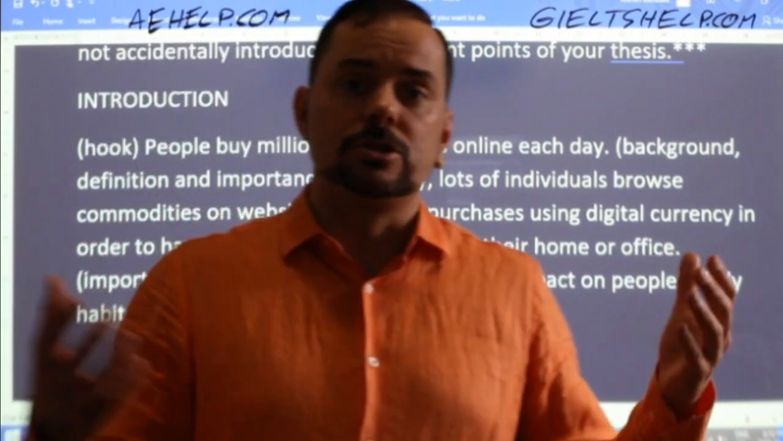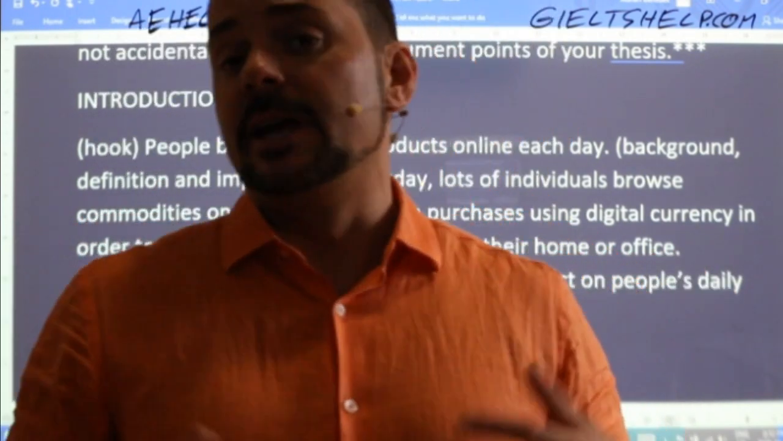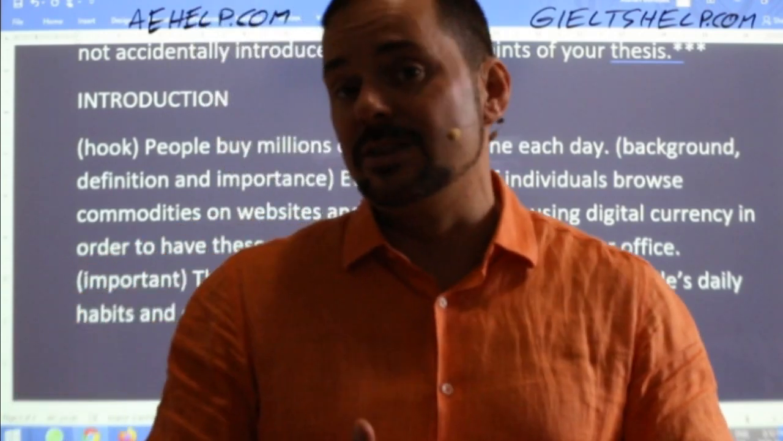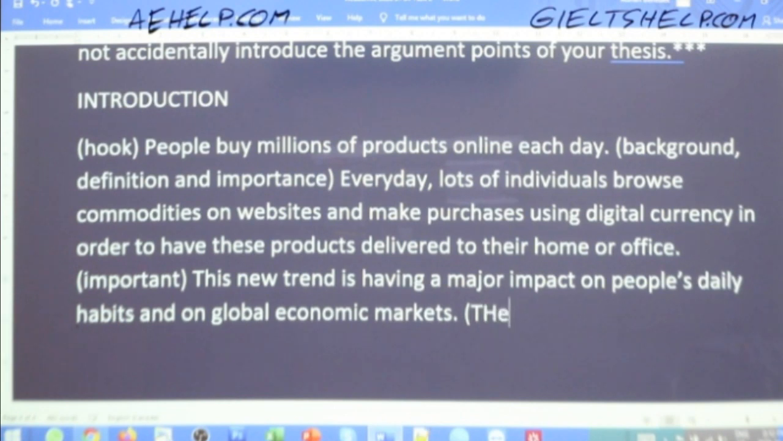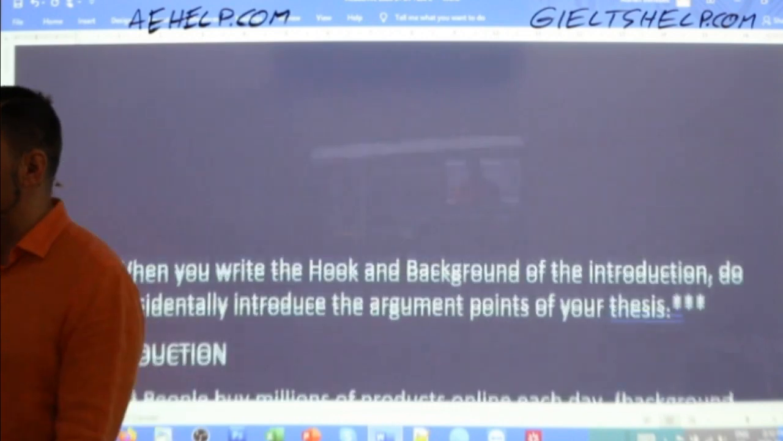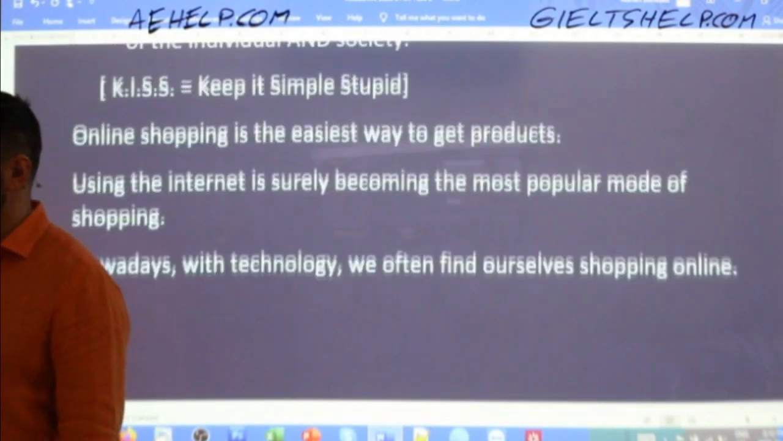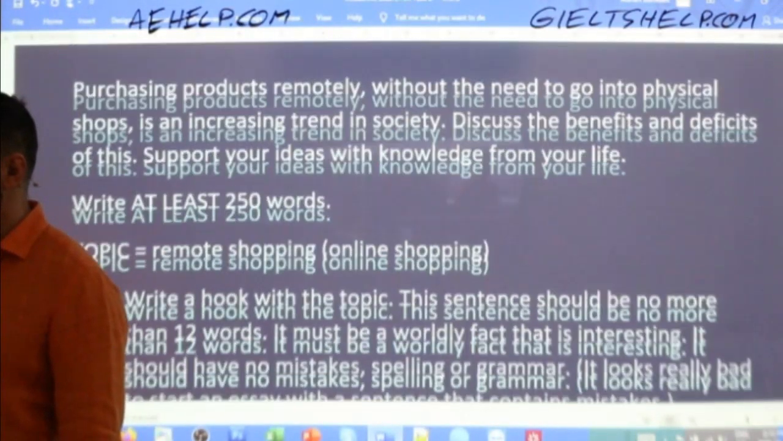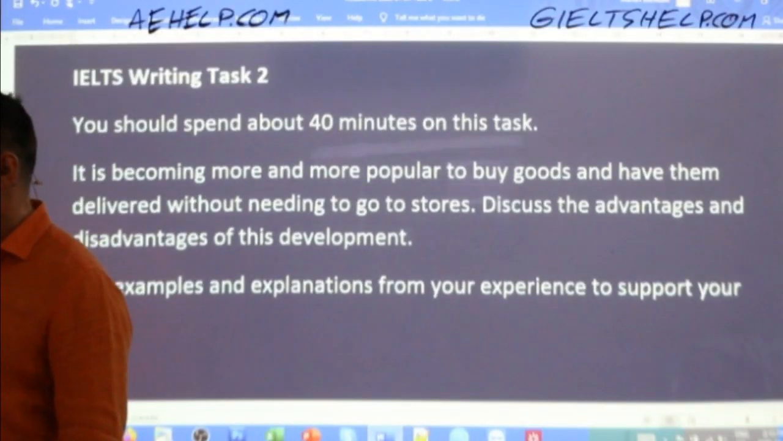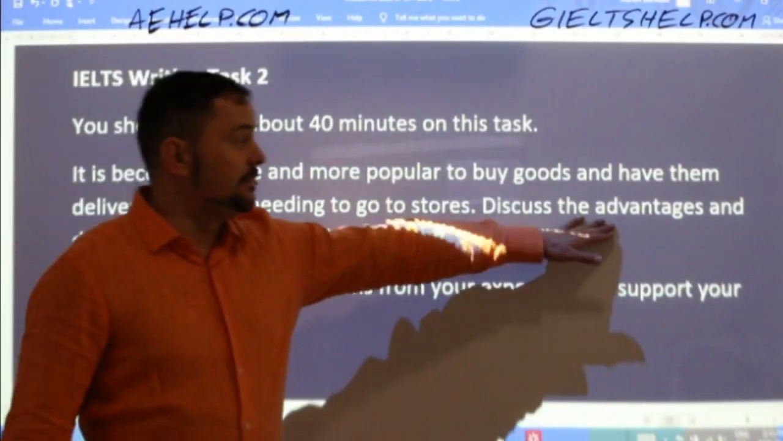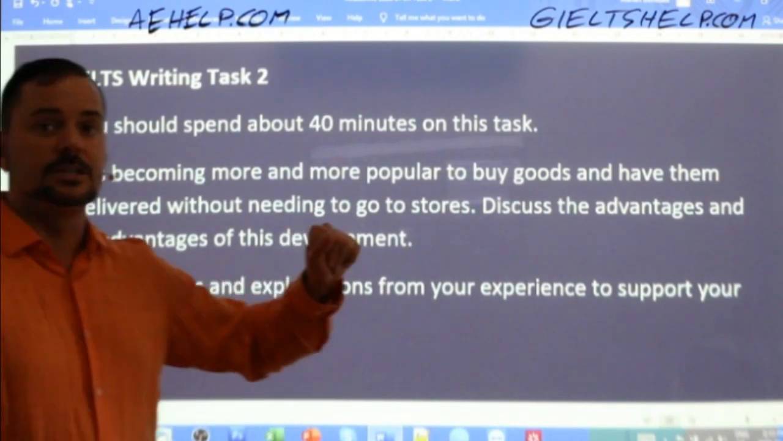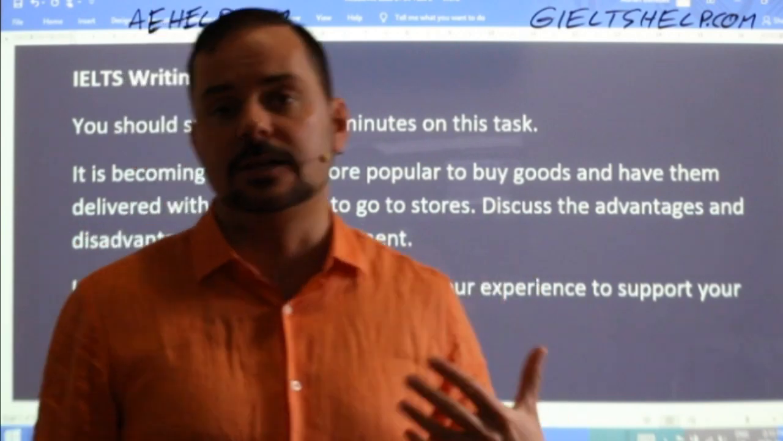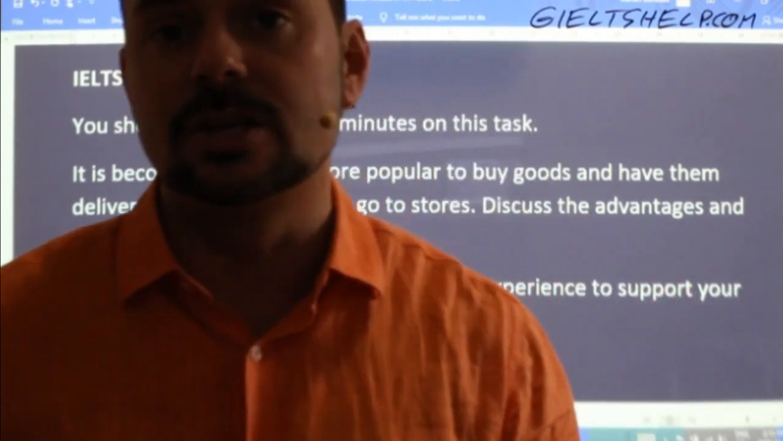You've introduced the topic. You've explained what you're going to discuss. You've explained why this is important. And now you introduce your thesis. And I know that all of you know this, right? Of course, the thesis has to answer the question specifically. And in this case, the original question is: discuss the advantages and disadvantages of this development.